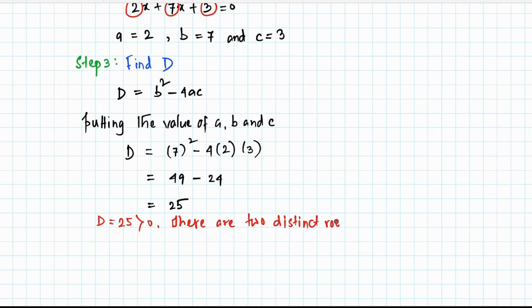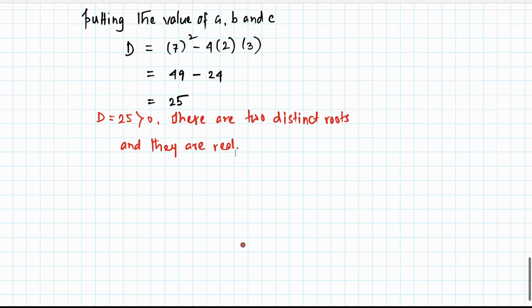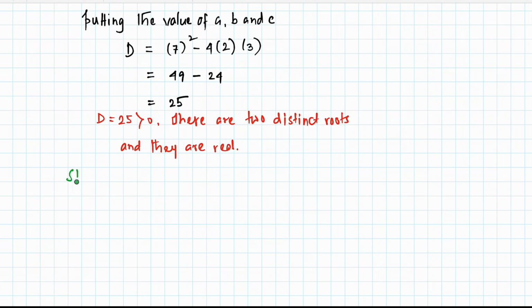So that means there are two distinct real roots. This is the advantage of finding d. You can get both things: you can find the nature of the roots as well as solve the equation.